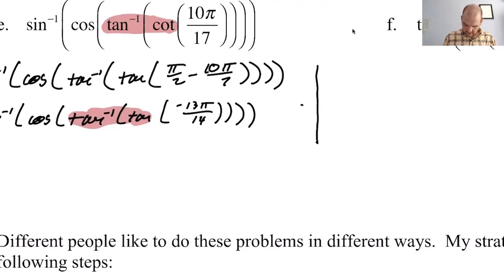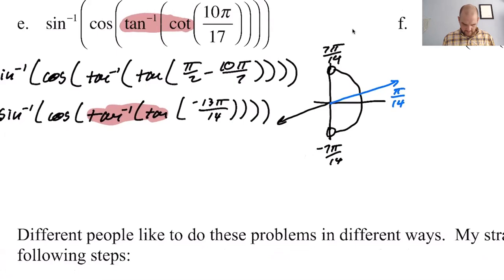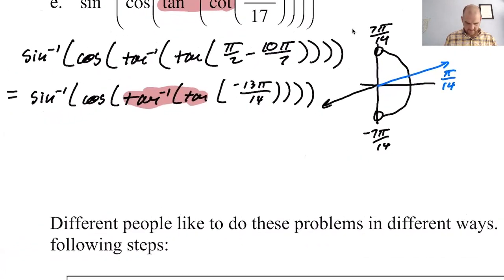So let's draw our picture. We're using 14, so 7 pi over 14, negative 7 pi over 14. Negative 13 pi over 14 is like here and has a reference angle of pi over 14. The angle that we want has the same tangent as that. Tangent is positive in the first quadrant and the third quadrant, so the angle that we actually want is this angle. So we actually want pi over 14. Okay, so that's what that's going to collapse down to.